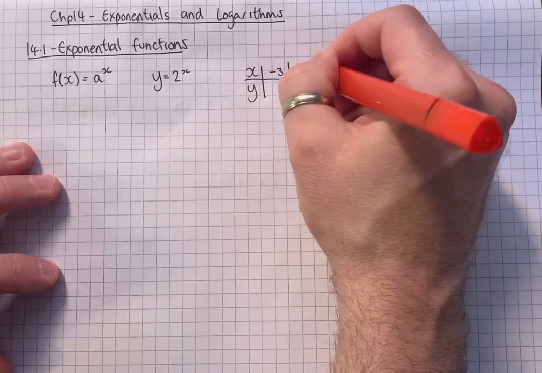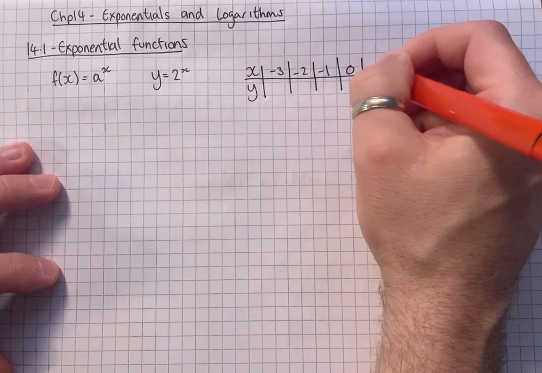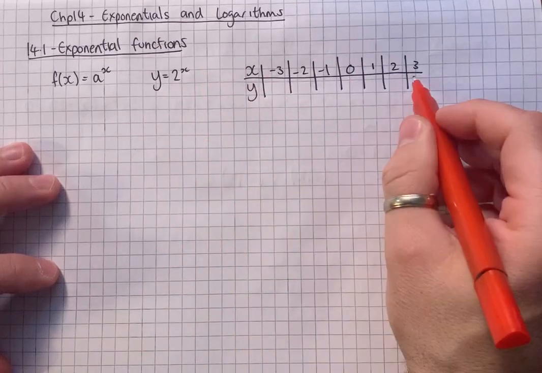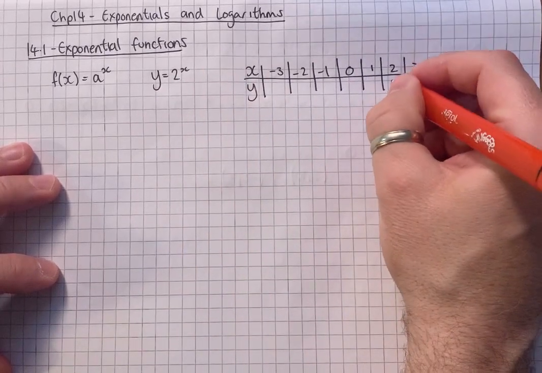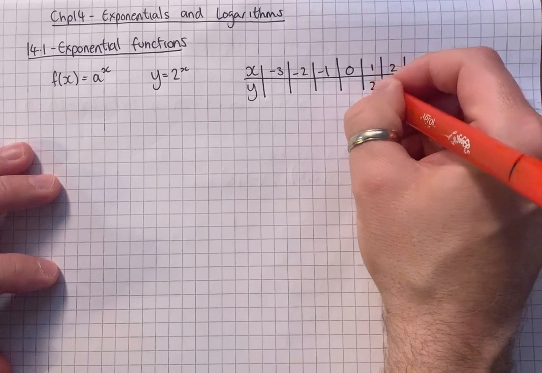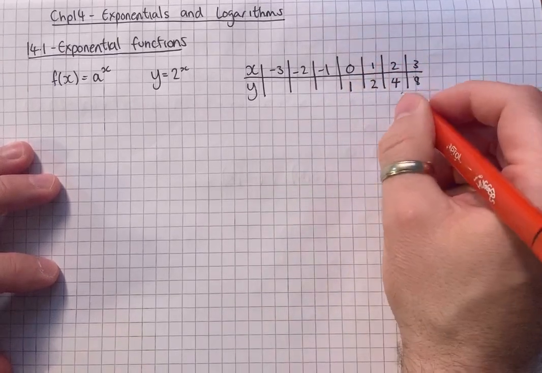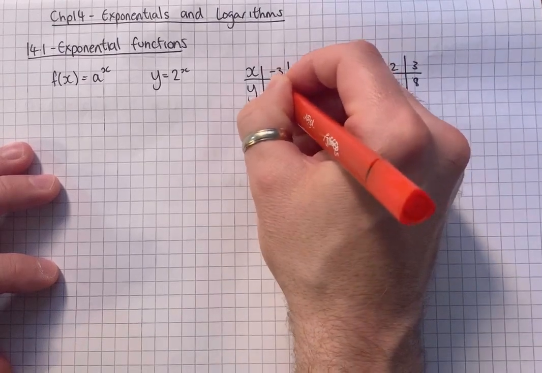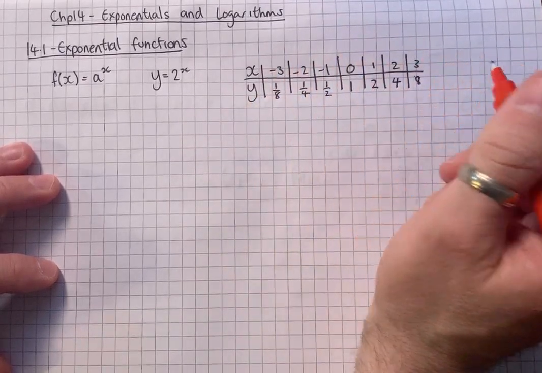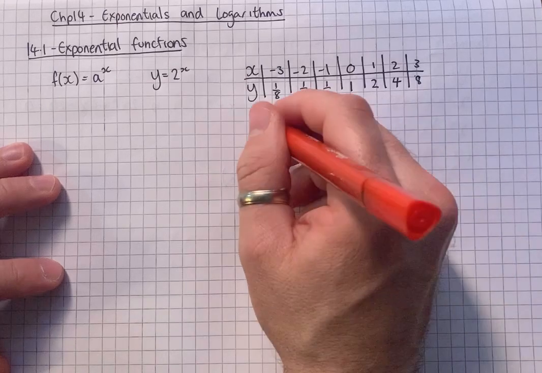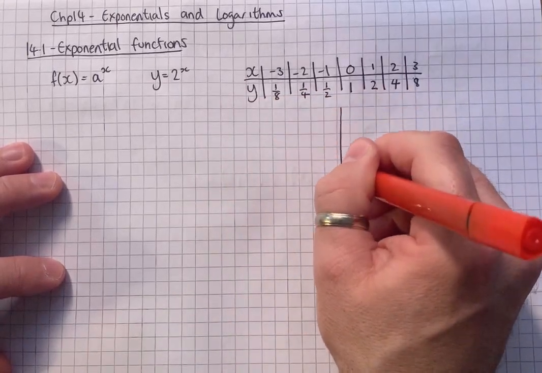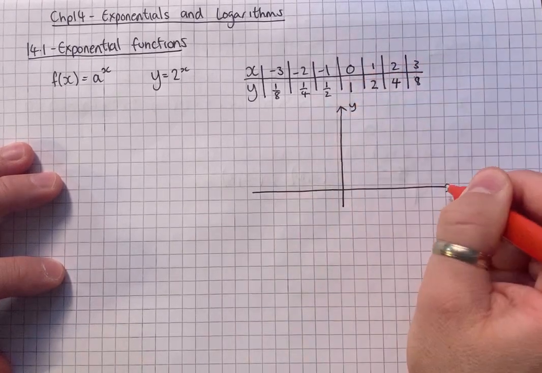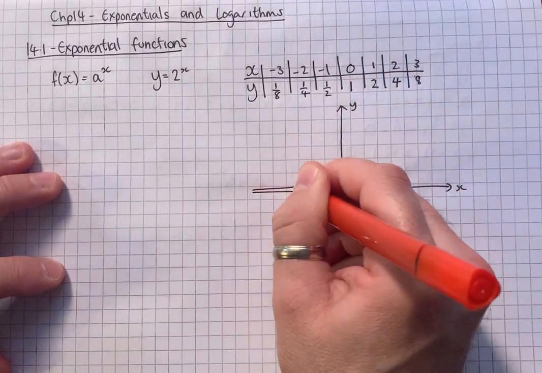Let's go from -3 to 3 on the x-axis. So 2 to the x: 2 to the power of 3 is 8, 2 squared is 4, 2 to the power of 1 is 2, 2 to the 0 is 1. If you notice, it's halving each time as we go backwards, so half, a quarter, an eighth. Now if we were to plot that, the graph would look something like this.